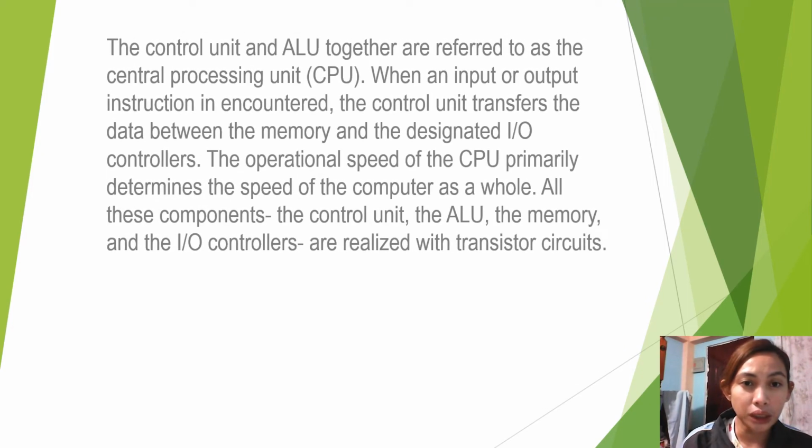The control unit and ALU together are referred to as the central processing unit, or CPU. When an input or output instruction is encountered, the control unit transfers the data between the memory and the designated input or output controllers. The operational speed of the CPU primarily determines the speed of the computer as a whole. All these components, the control unit, the ALU, the memory, and the input or output controllers, are realized with transistor circuits.